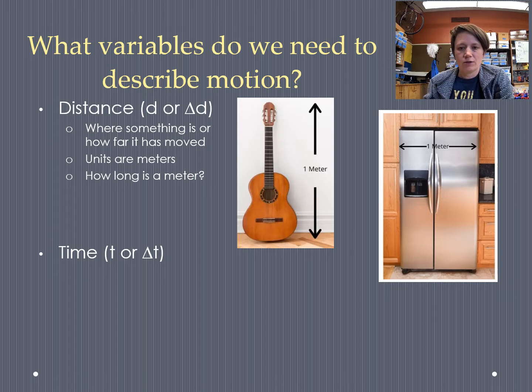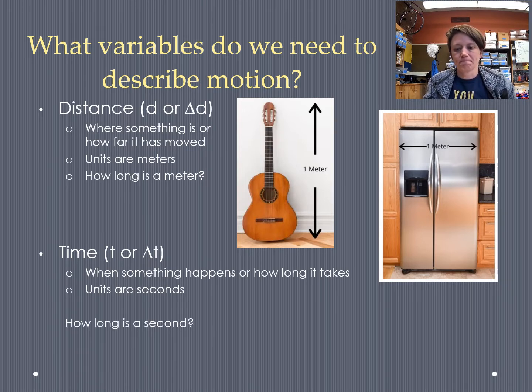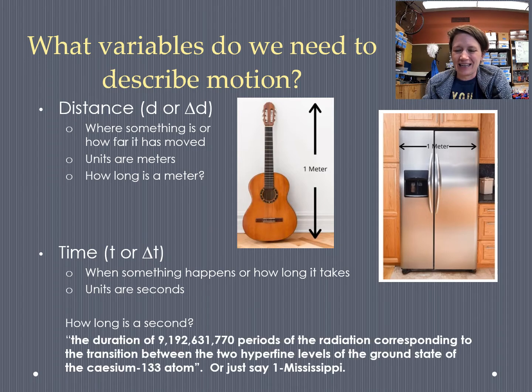The second variable that we use to describe motion is time, which is either a t for the symbol or a delta t, depending on whether we're talking about when something happens or how long it takes. It's almost always how long something takes, not what time is on the clock. So delta t is used a lot more than t. The units for t in physics are seconds, and you should also have a little bit of a sense of how long a second is. There is an official scientific definition of a second, and it's the duration of a whole bunch of vibrational periods of a molecule. You don't need to know that. Just say 1 Mississippi, and that will get you close enough to seconds if you don't have a stopwatch nearby.